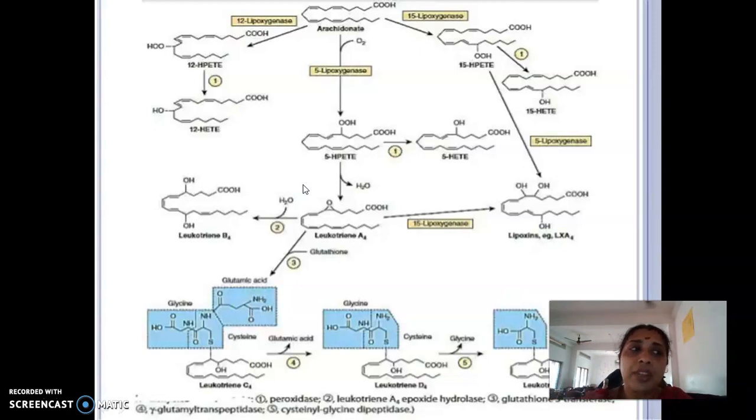And they are relatively stable. Prostaglandins, prostacyclins and thromboxanes have a very short half-life. They will be immediately catabolized within 1 minute. Less than 30 seconds to 1 minute, they will be catabolized. But in the case of leukotrienes, they are relatively stable and they are more potent than histamine. Histamine is a chemical of the body.